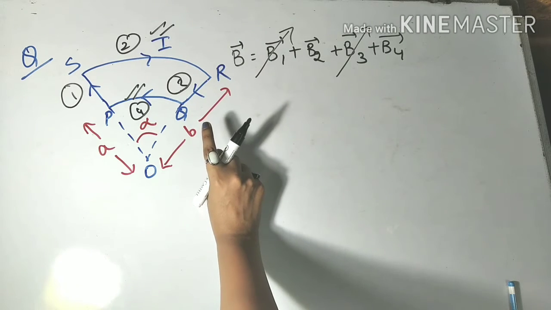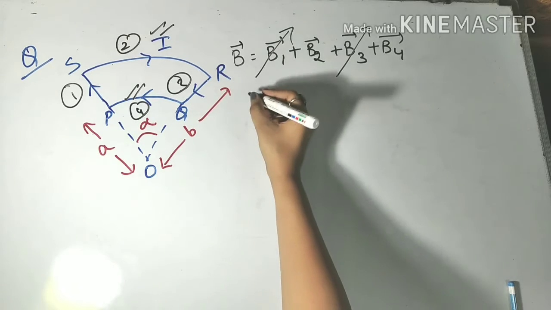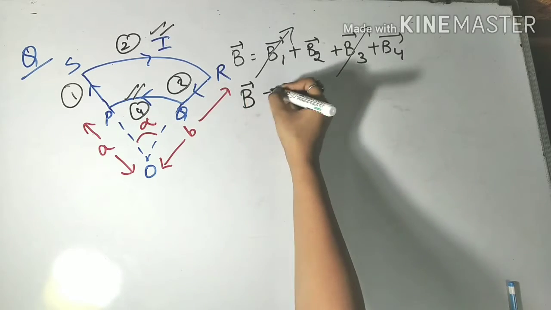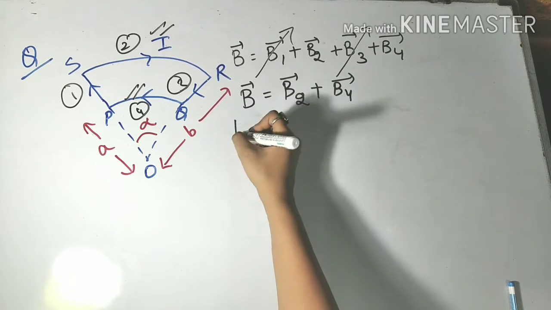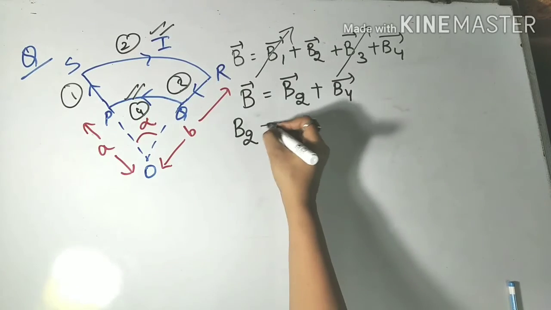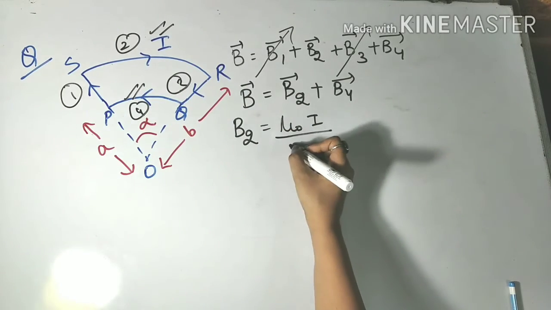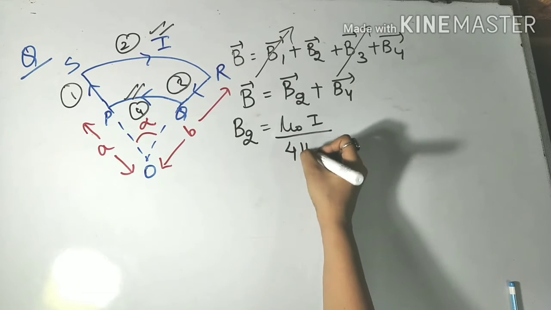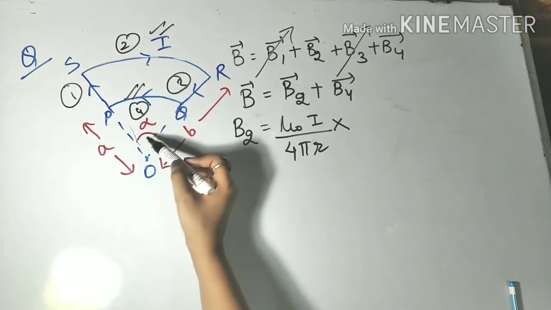So again it's a part of a circle, so I am going to apply the general formula which is used for the circle. So what is your net B vector? That is equal to B2 vector plus B4 vector. So the magnetic field due to the arc 2 is equal to mu naught, the current is I in this whole arc, divided by 4 pi r into what is theta for this arc. You can see here that theta is alpha.